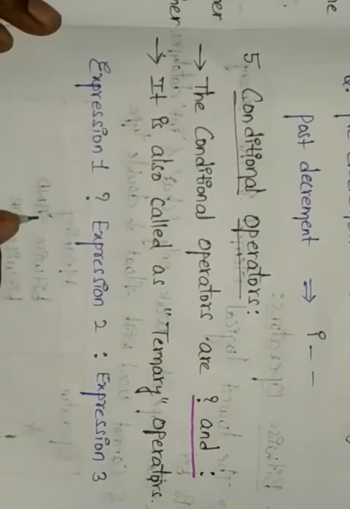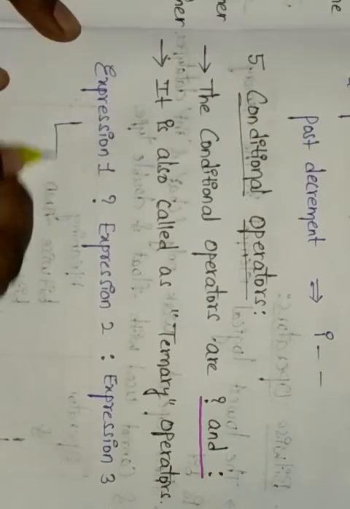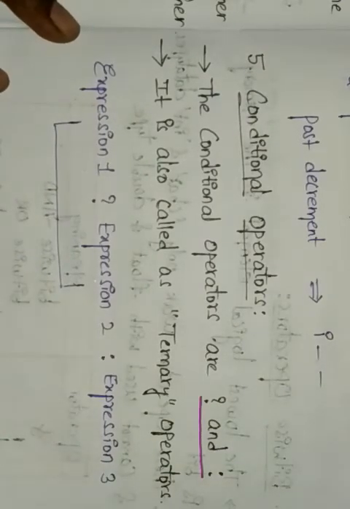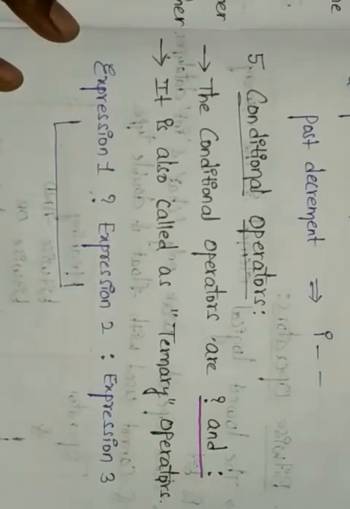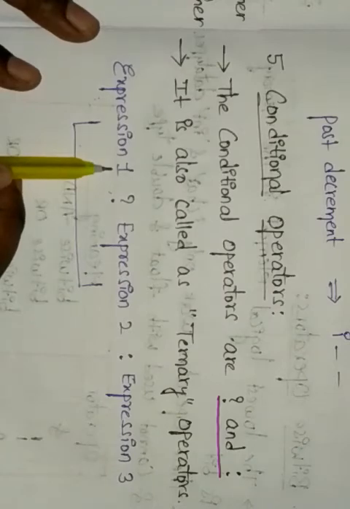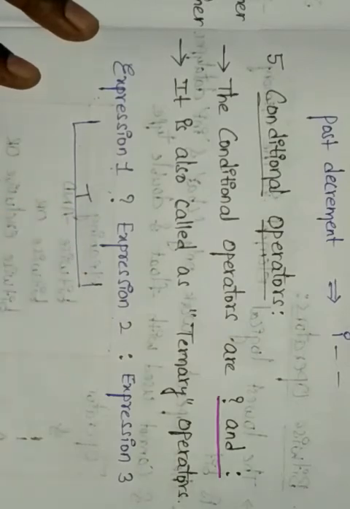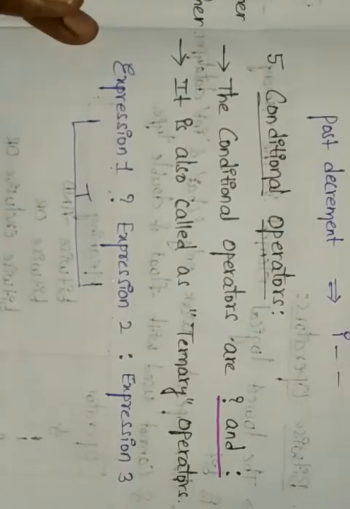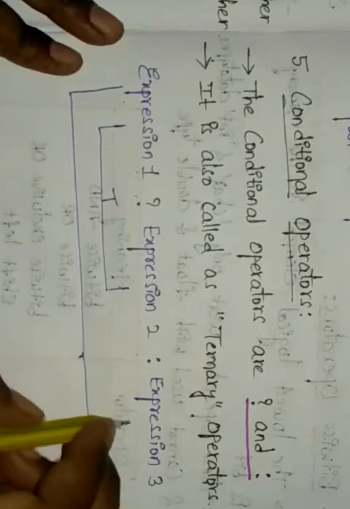So how do we perform this conditional operator? If expression 1 is true, expression 2 will be evaluated. Whenever you write the program for this, whatever conditions you have, I have already written here, so you can check. If expression 1 is true, expression 2 will be evaluated; it depends on the program. If expression 1 is false, then it moves to expression 3.